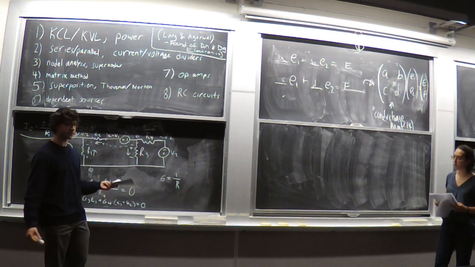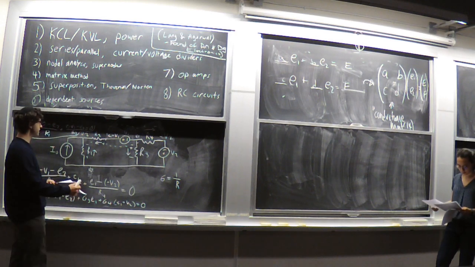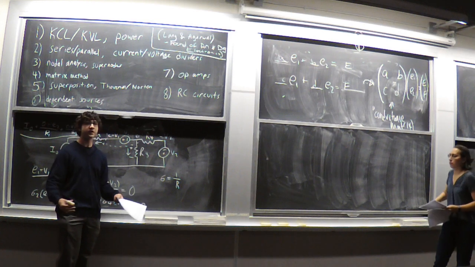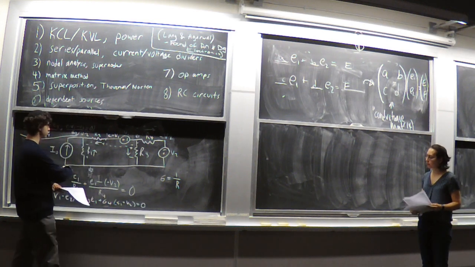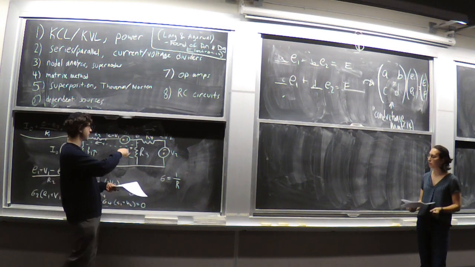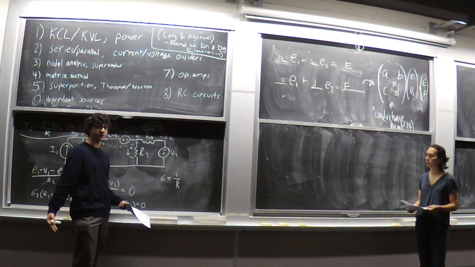What's nice about superposition, especially in a case like this, is that when you turn things off, often the circuit becomes a lot simpler. So for example, when we turn off the two voltage sources, when you turn off a voltage source, it becomes just a wire, a short circuit.